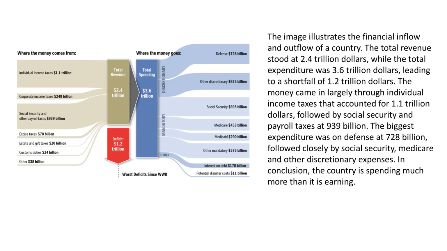And then you have the biggest expenditure, it is defense, followed by Social Security at around $695 billion. And I didn't say that, I just clubbed Social Security, Medicare and other discretionary expenses because they are kind of similar numbers. So in conclusion, I can say the simple version that in conclusion, this diagram gives us a good overview of how the government is spending the country's money, and a smart conclusion is, in conclusion, the country is spending much more than it is earning.